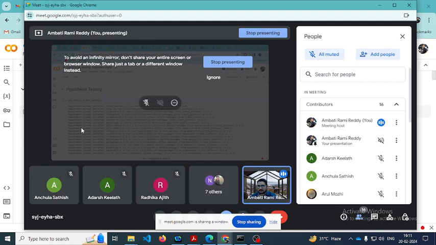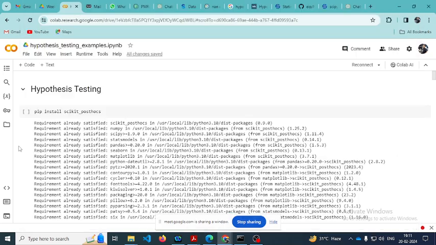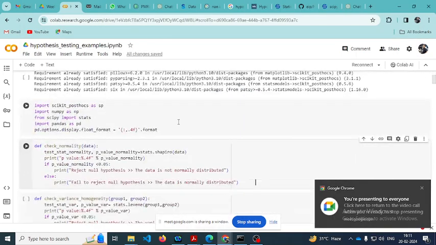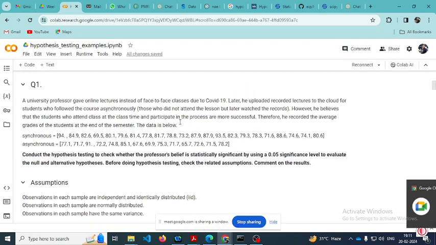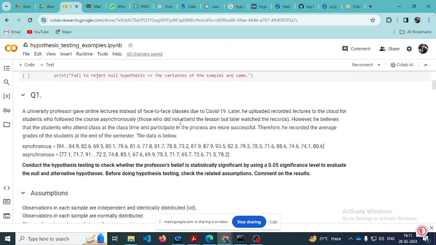So we will see some problems on hypothesis testing. See this problem number 1. I assume that you already have some basics on hypothesis testing, then we can proceed further. For example, problem number 1.